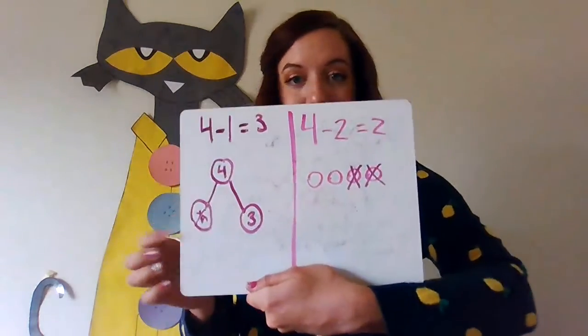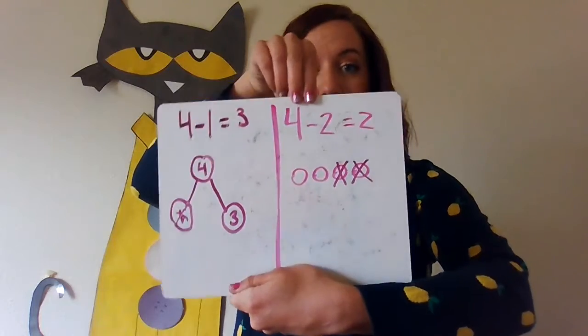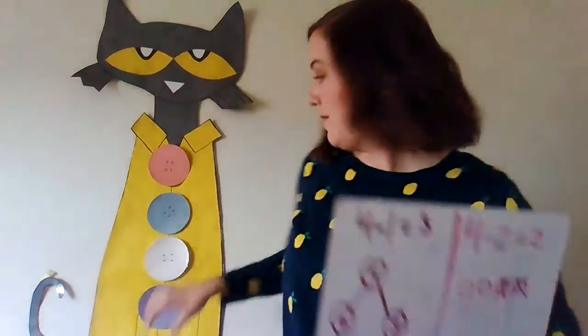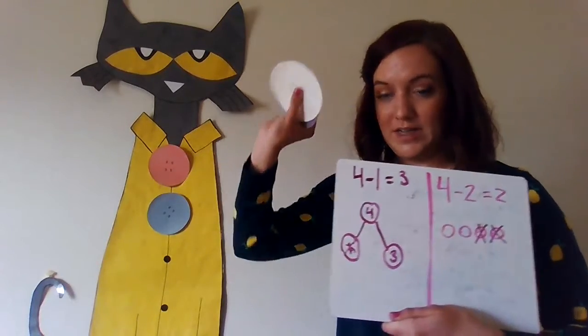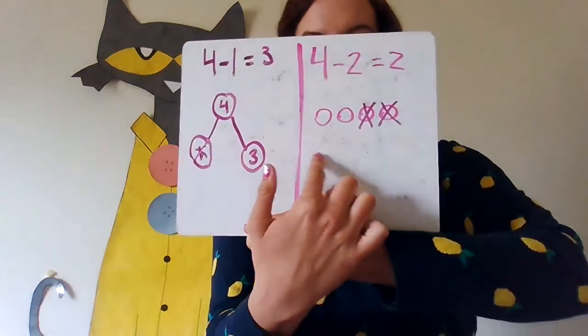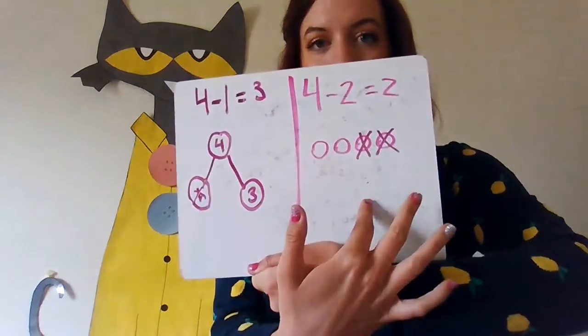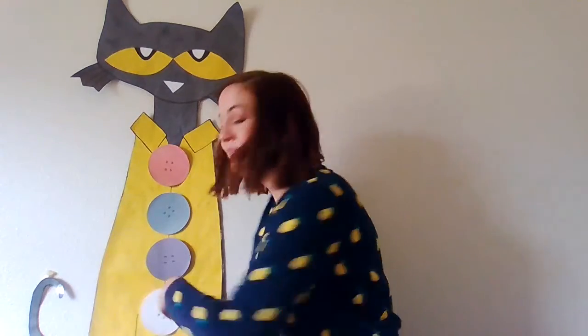Then I did another number sentence and said, okay, let's say Pete loses 2. So he starts out with 4, and then he loses 2. I was lucky. I had Pete the Cat up here on my wall, and I could take the buttons away to help me figure out the answer. But you could also draw it. You could draw 4 groovy buttons and then cross out 2 of them, and then you would have your answer. I saw a lot of really fun ways that you guys came up with a groovy button problem. So way to go.